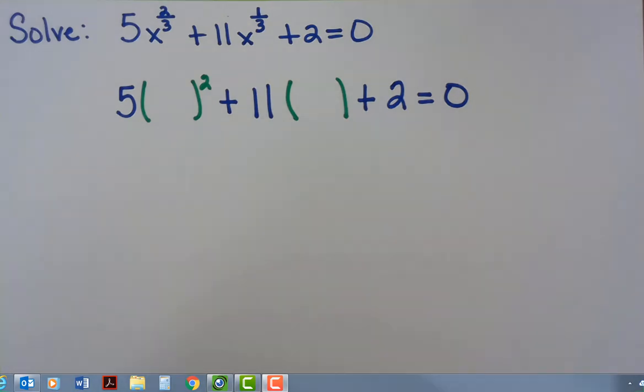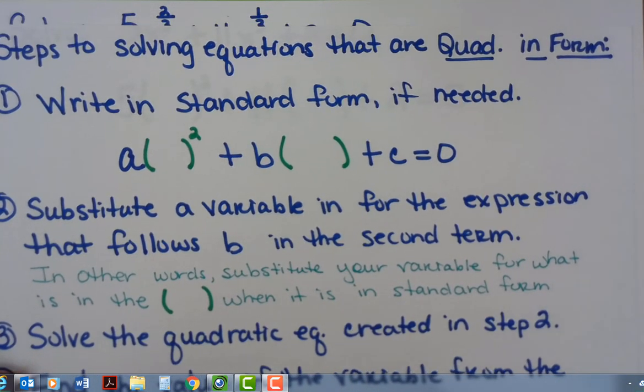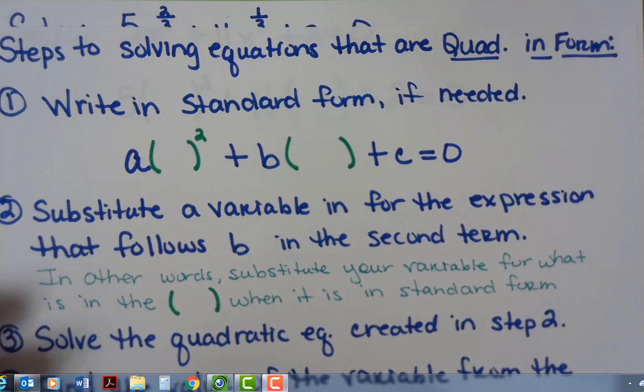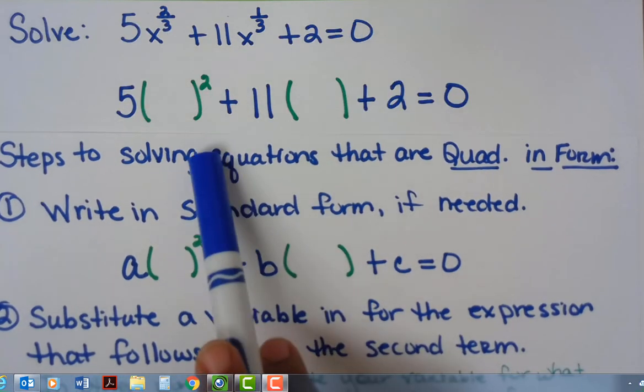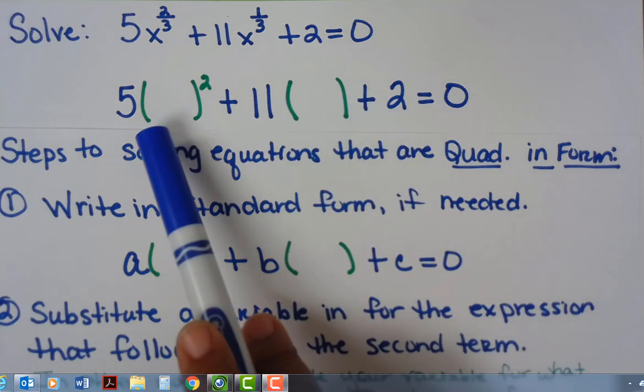Alright, so we're going to look at how to solve 5x^(2/3) + 11x^(1/3) + 2 = 0. We have an equation that we're going to solve, and our goal is to write it in quadratic format. So we want to make sure that our equation is written in standard form, and this is what we have here. Now I purposely left the variable component empty because we're going to fill in that space.